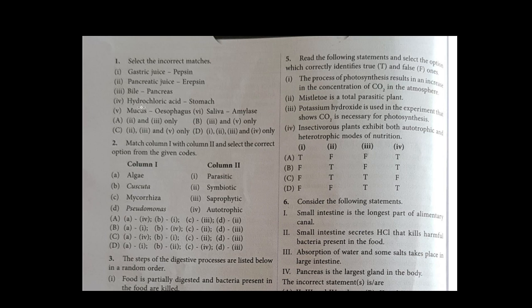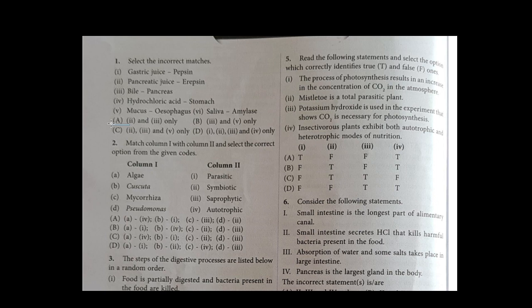There are 5 points given: gastric juice is to pepsin, pancreatic juice is to erepsin, bile is to pancreas, hydrochloric acid is to stomach, mucus is to esophagus, and saliva is to amylase. So we have 4 options in it.